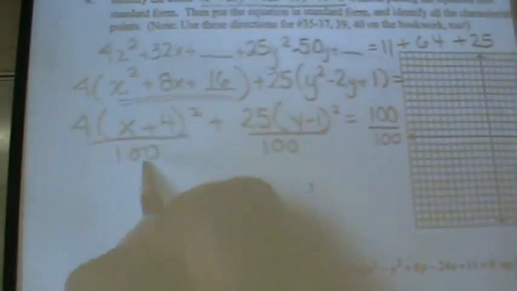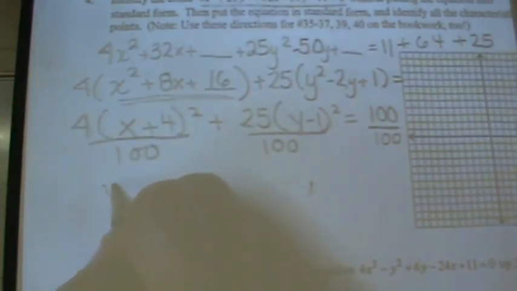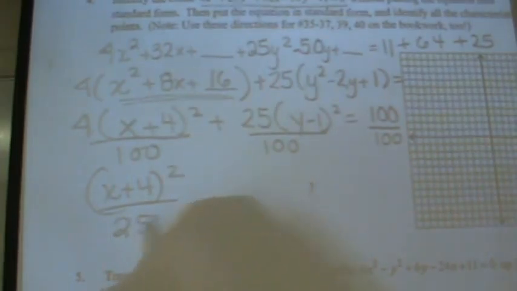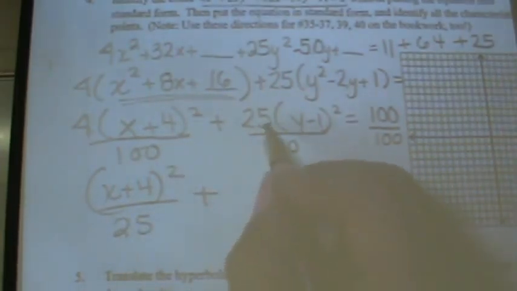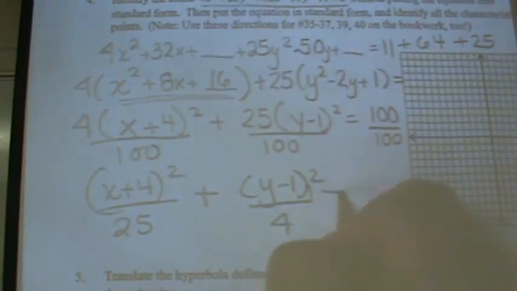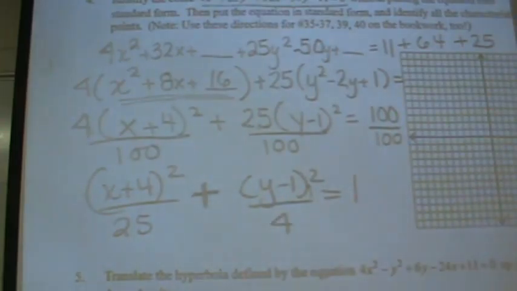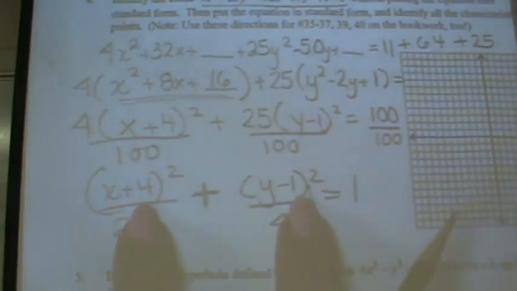So you end up with, what's 100 divided by 4? It is 25. 100 divided by 25 is 4, equals 1. What is this? It's an ellipse where the center is what? -4, 1.